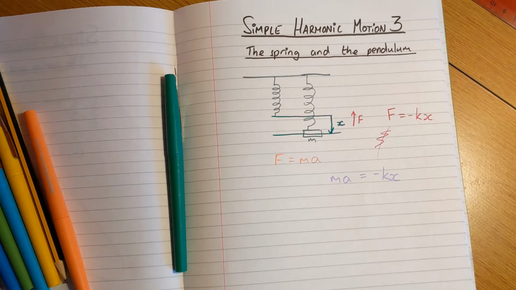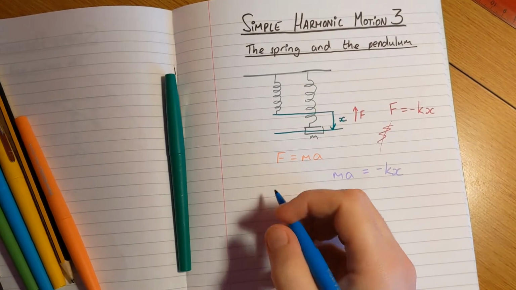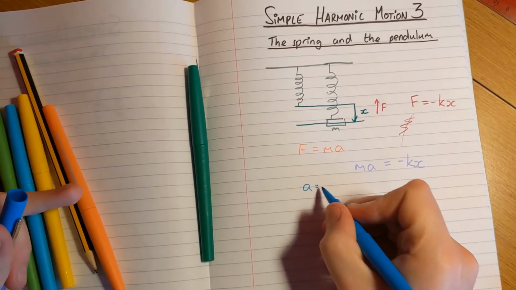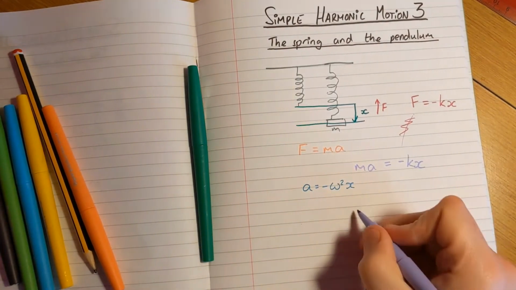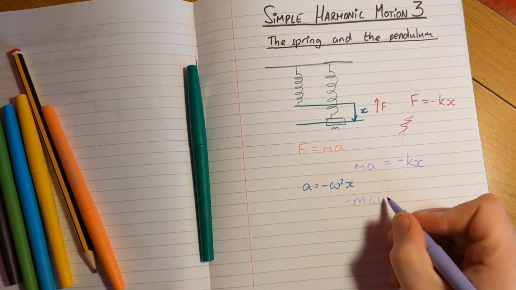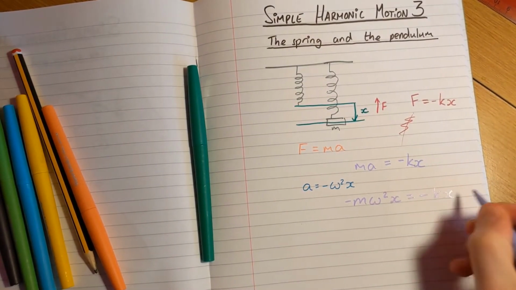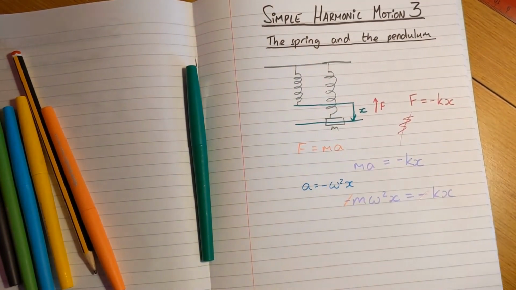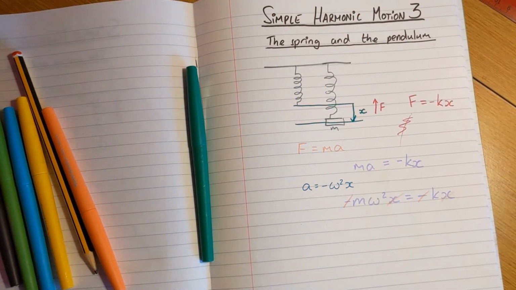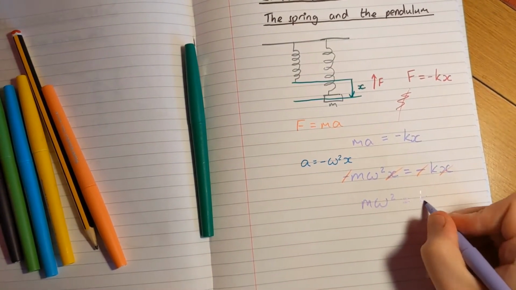Now, we also know from our other circular motion, simple harmonic motion equations, that acceleration is equal to negative omega squared x. So we could say negative m omega squared x, by substituting with this a, is equal to negative kx. And if we do some cancellation there, so we cancel out these negatives and we cancel out the x on both sides, we have, let's try and stay consistent with our colours, m omega squared is equal to k.